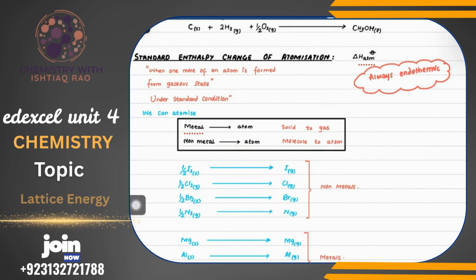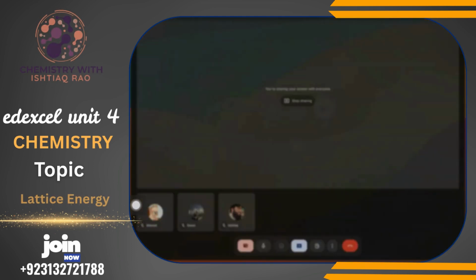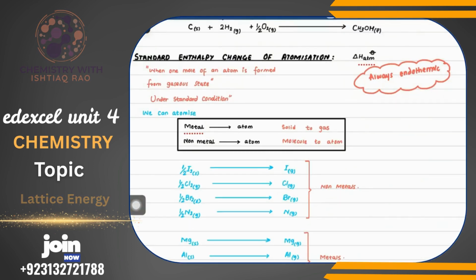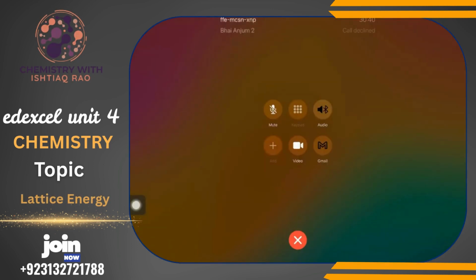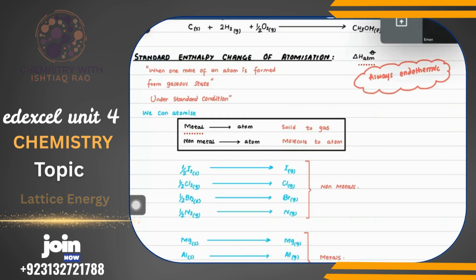Again, we need to have 1 mole. You are not supposed to write down any number on the product side. Again, the same criteria. For all of them, we need to write down 1 mole. For atomization, it is 1 mole of atoms formed.